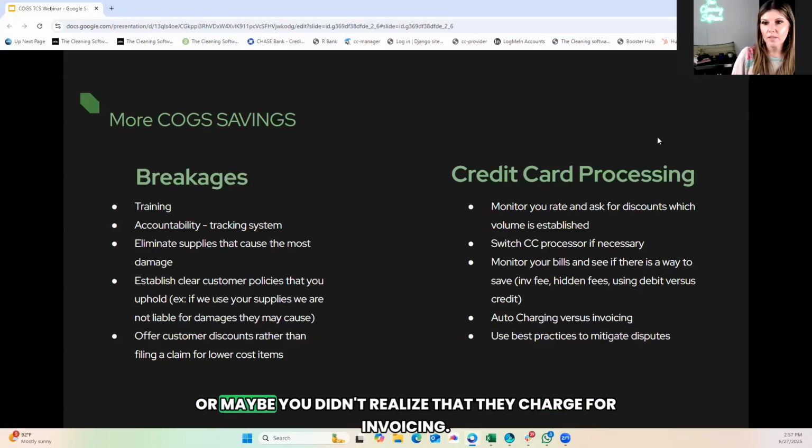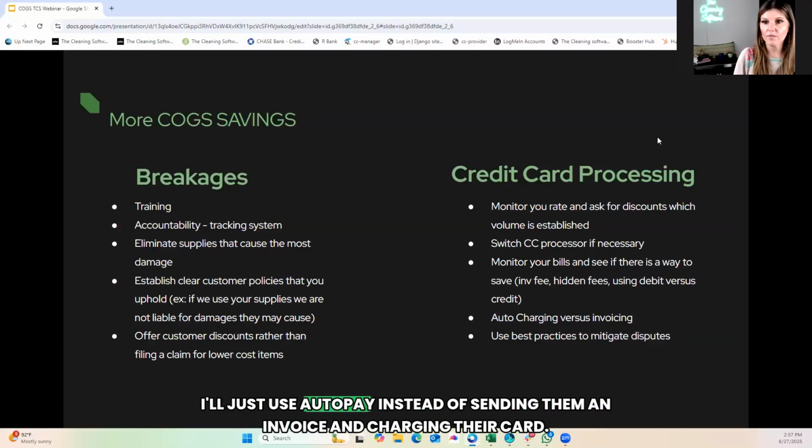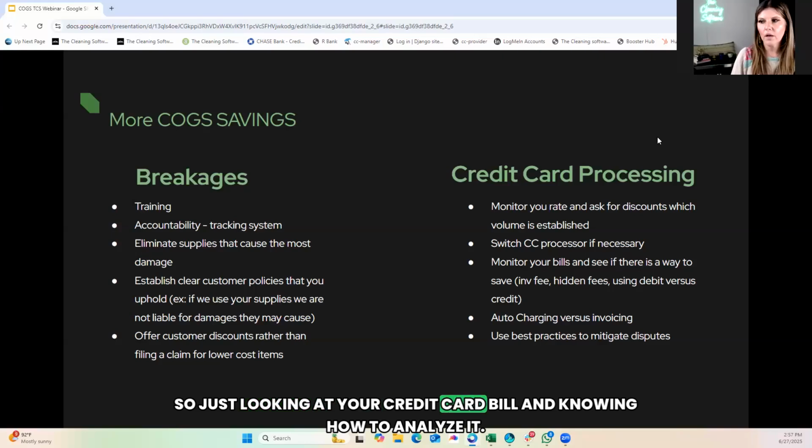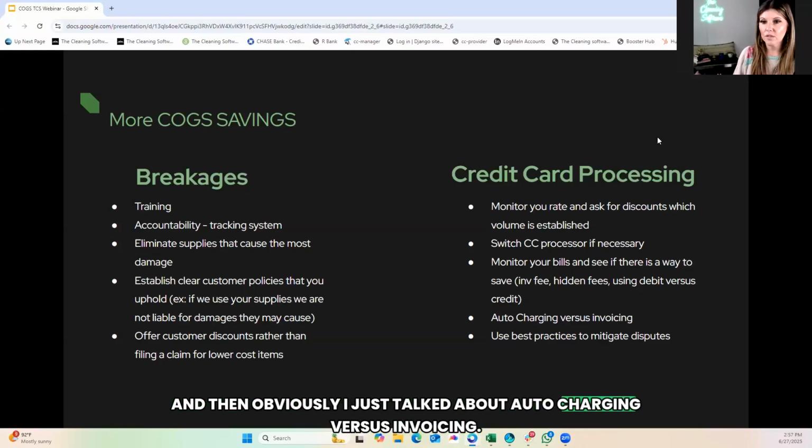Or maybe you didn't realize that they charge for invoicing. And maybe you're like, I want to go on auto pay, and I'll just use auto pay instead of sending them an invoice and charging their card. And a lot of times debit cards are a much lower rate. So just looking at your credit card bill and knowing how to analyze it. And then obviously I just talked about auto charging versus invoicing.